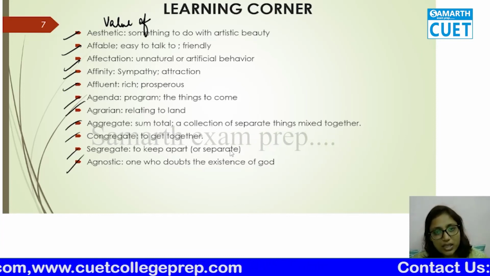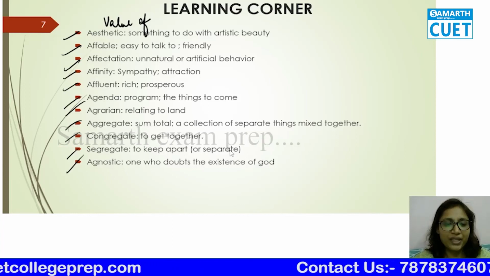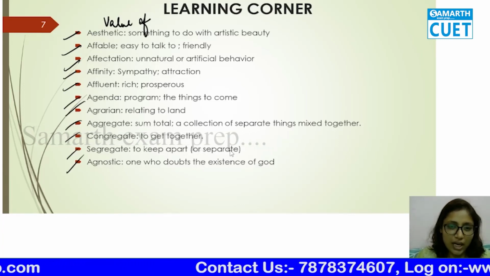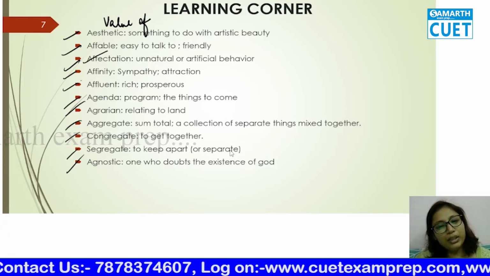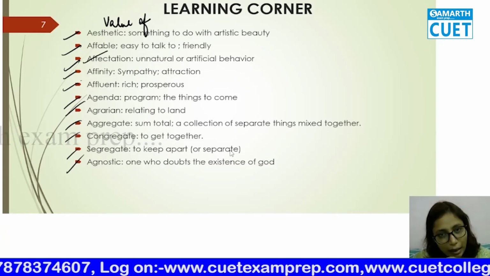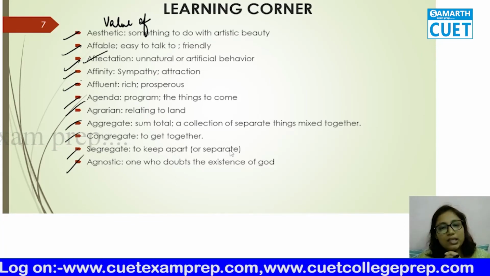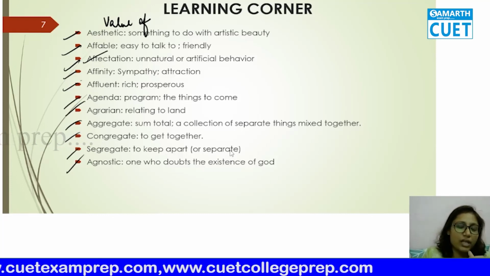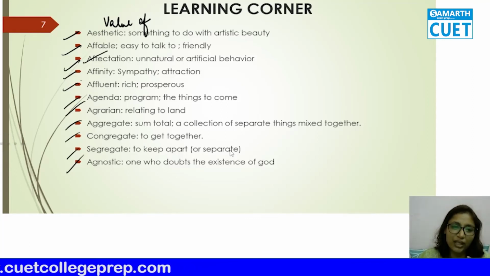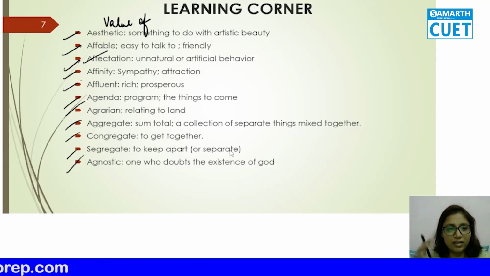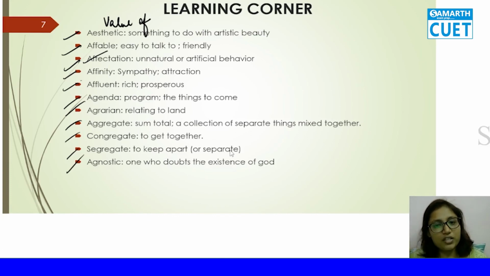Affable means somebody who's easy to talk to or who's friendly. Now affectation is what? Unnatural or artificial behavior. Affinity: sympathy, attraction. In chemistry, we know about bonds. Affinity towards each other means attraction towards each other. I have affinity towards helping the poor. I have a sympathy or attraction. So something which you like is affinity. Affluent: rich and prosperous, wealthy people, affluent families. Affluent family, you can say.